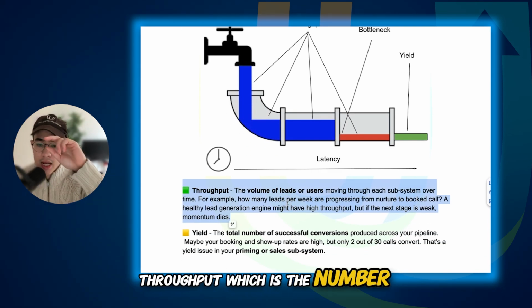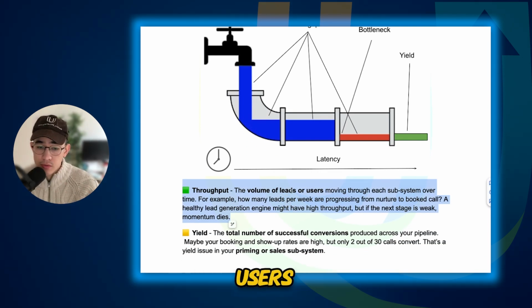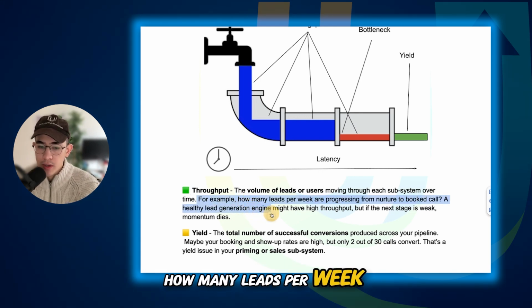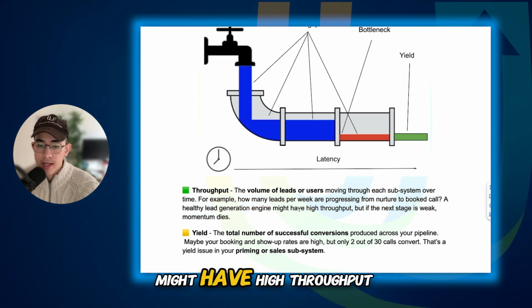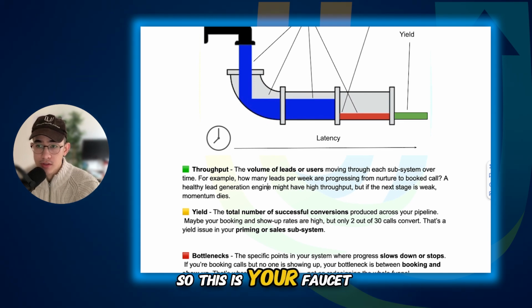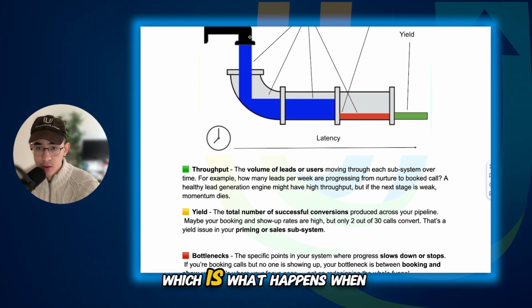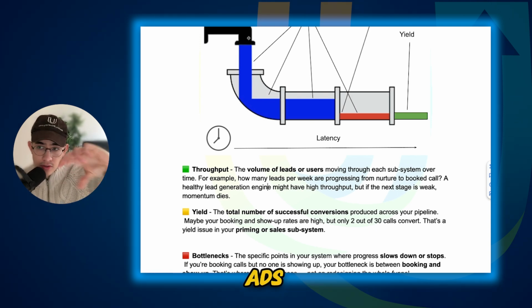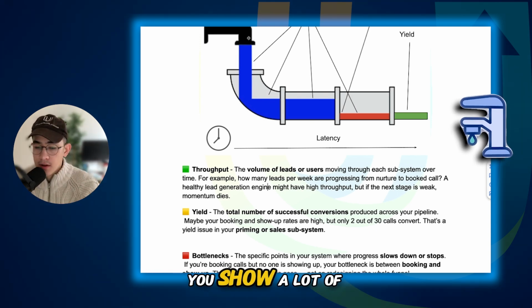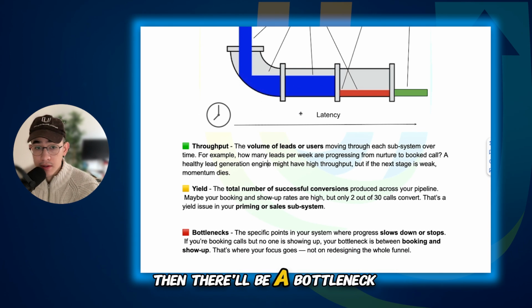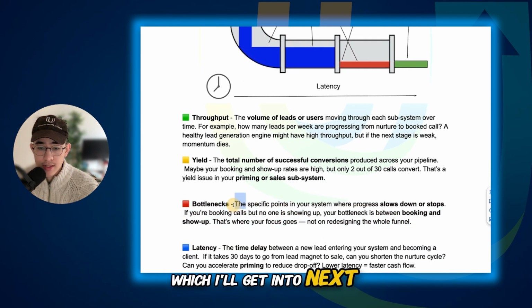Throughput, which is the number of leads, the volume of leads or users, moving through each subsystem over time. For example, how many leads per week are progressing from nurture to book call. A healthy lead generation engine might have high throughput, but if the next stage is weak, momentum dies. So this is your faucet, these are your acquisition pipes, and this is the throughput. When you start running ads, you turn up the faucet, you show a lot of people your offer, and throughput begins to come through.